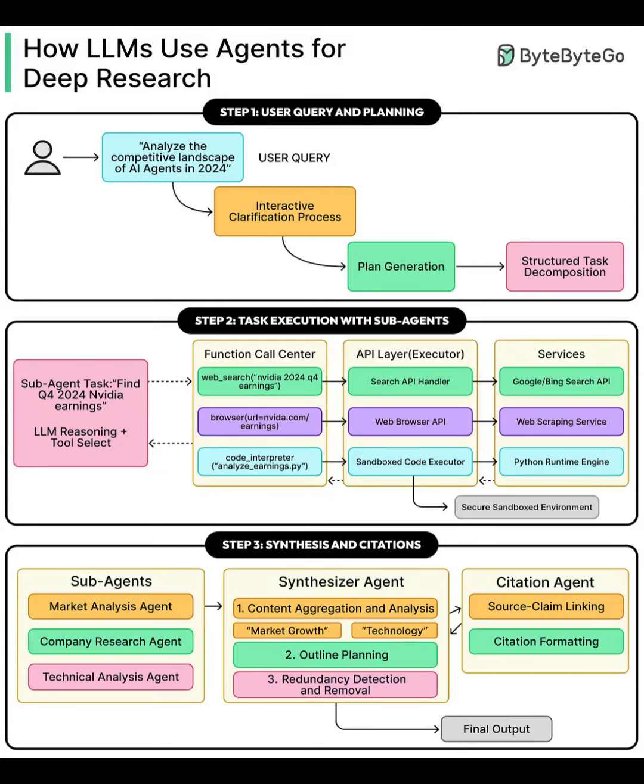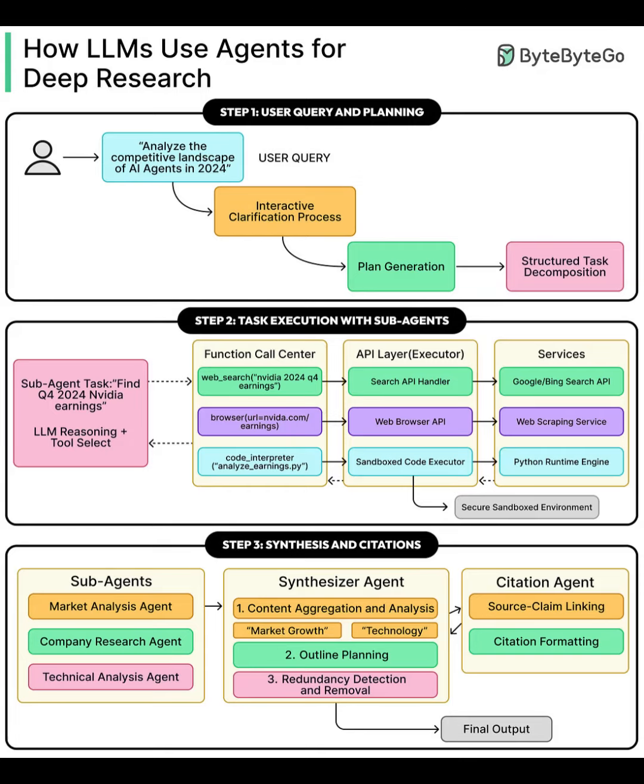Today we're looking at how modern LLMs use agents to do actual deep research, not just surface-level chatting. Think of this diagram as the blueprint behind tools that can read the web, call APIs, analyze data, and then stitch everything together into one coherent answer with citations. It's basically how you turn a single user question into a small army of specialized sub-agents working in the background.